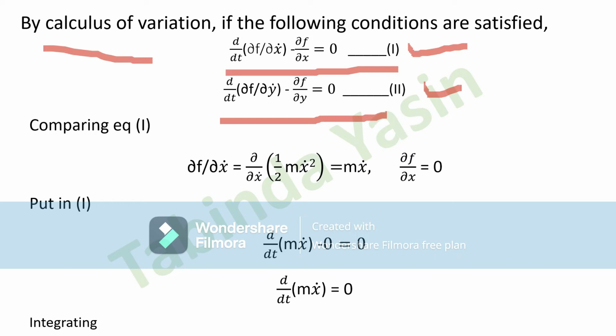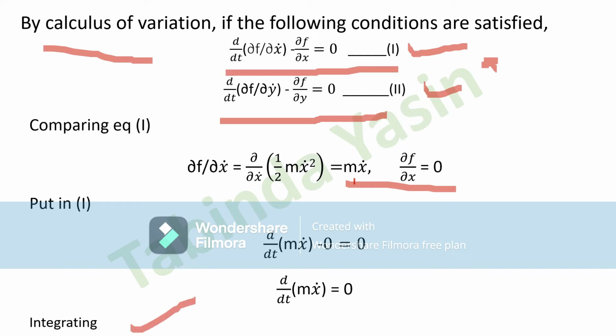Comparing the two equations, partial f over partial x dot is equal to partial over partial x dot of 1/2 m x dot squared, that will give 2/2 m x dot. The 2 by 2 is cancelled, so we are left with m x dot, and partial f over partial x is 0. Substituting in the first equation, we have d/dt of m x dot minus 0 equal to 0, so d/dt of m x dot is equal to 0.